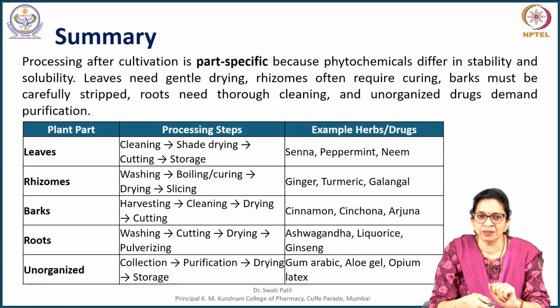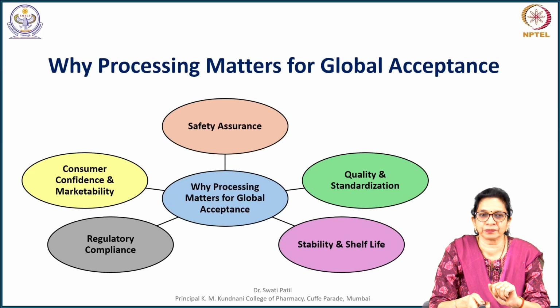To summarize, leaves are cleaned and shade dried, examples are senna, peppermint, neem. Rhizomes are ideally cut and dried, barks are harvested, cleaned and dried. Roots are washed, cut, sometimes plunged into boiling water to stop the vegetative growth, and unorganized drugs have to be freed from dirt. Processing is very important for global acceptance.